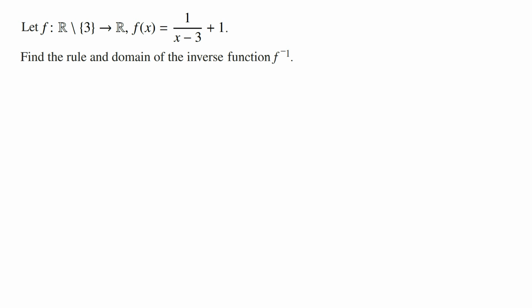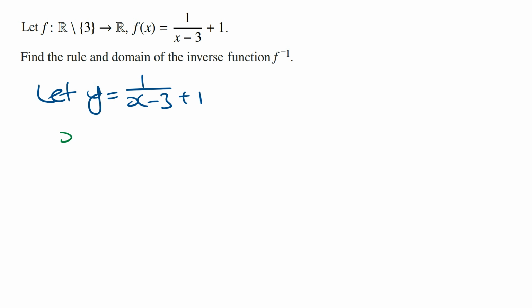Anyways, let's begin with this question. We need to find the rule and the domain of the inverse function f inverse, where f of x equals 1 on x minus 3 plus 1. The first thing you need to do is write down let y is equal to the rule of f of x, which is 1 on x minus 3 plus 1.